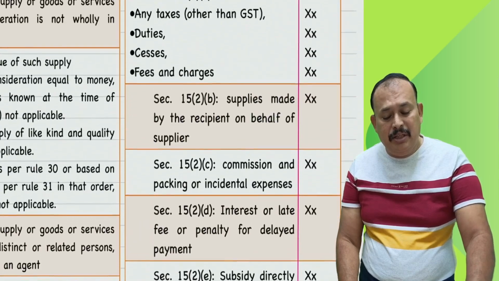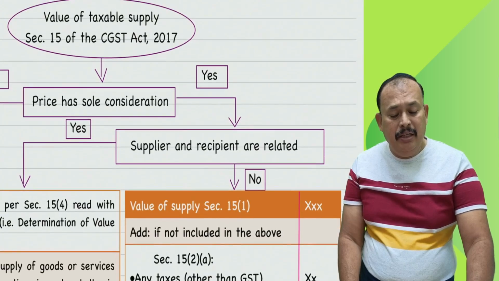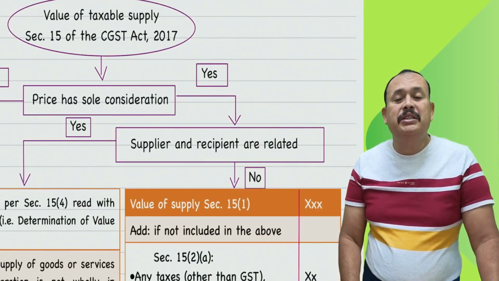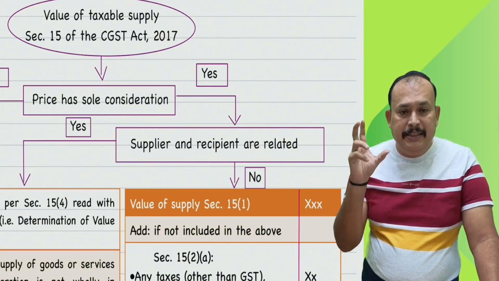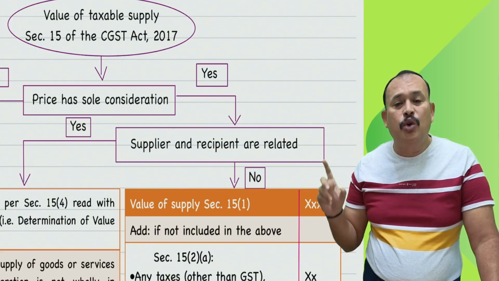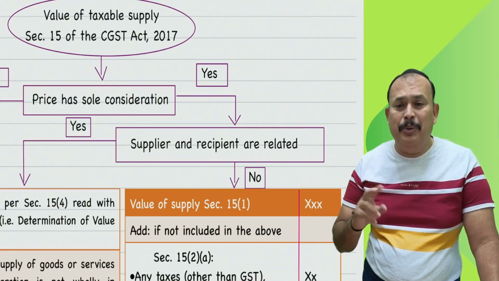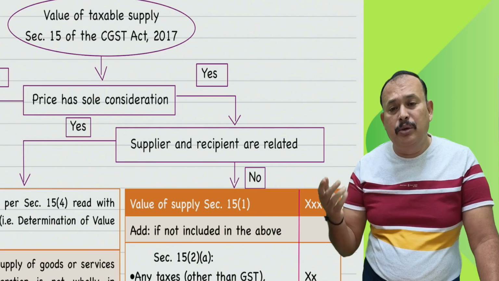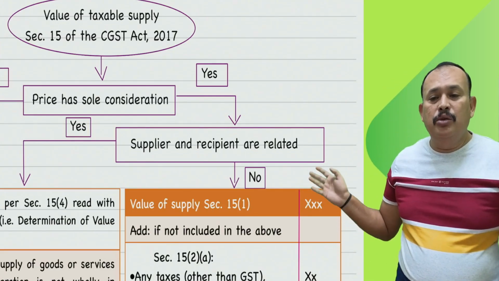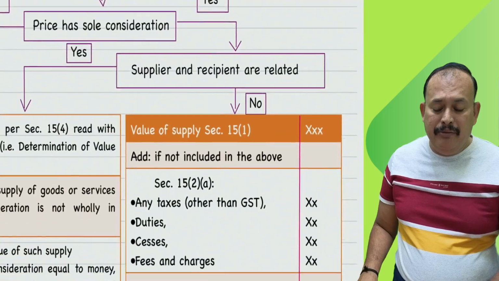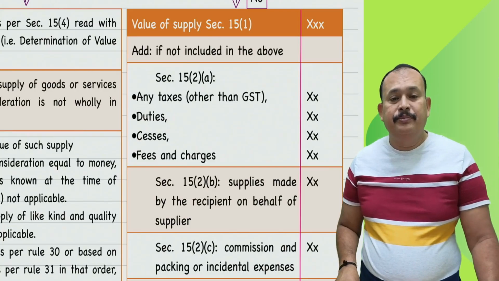So in the given scenario, section 15 subsection 1 to subsection 3 valuation comes into picture when the price is the sole consideration and the supplier and the recipient of the goods, services or both are not related parties. Then we can go with the normal valuation by adding, if not added, the following points.